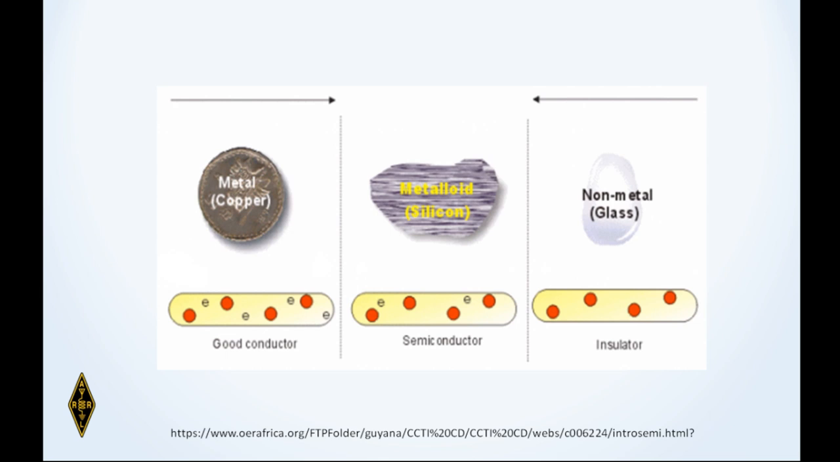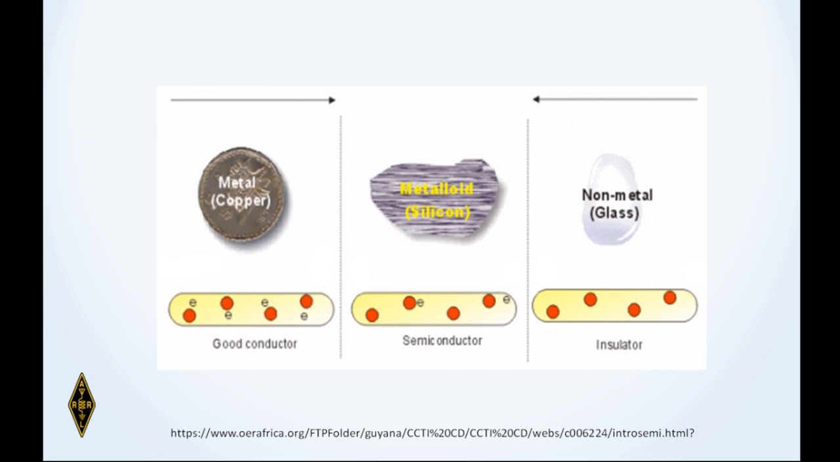So we have conductors of electricity. Those are materials that have electrons in the outer ring that are easily moved or easily transported. You have non-conductors or insulators, which are tightly bonded electrons in the outer ring. And then semiconductors, which is the point of this first section, which are somewhere in between.